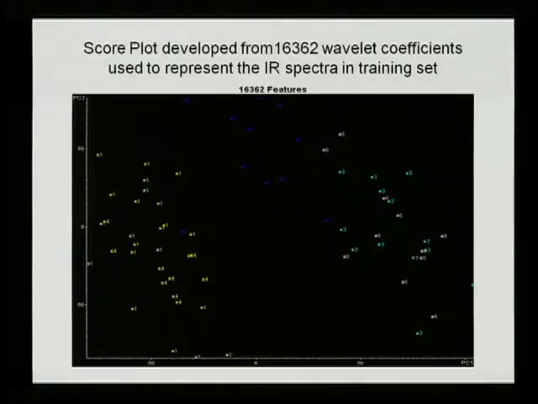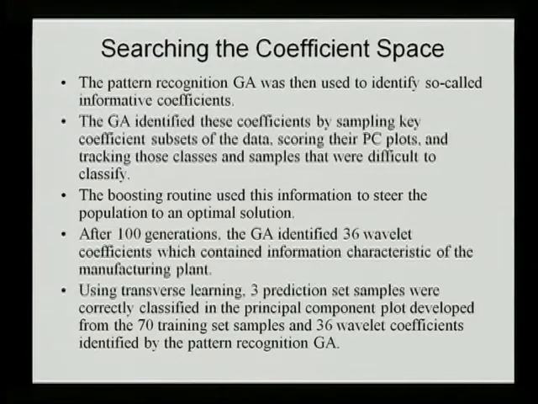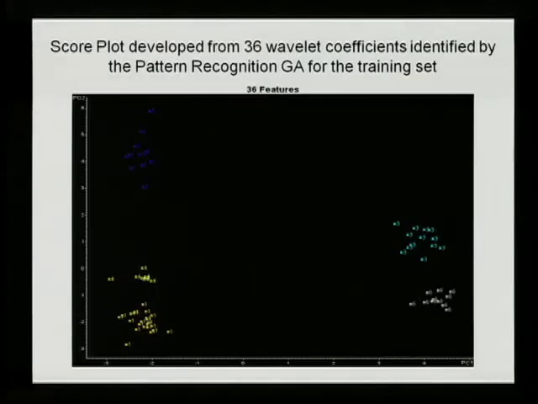Here is a plot of the 2 largest principal components of the 16,362. Actually, this thing is beginning to work because you'll notice that the blues, the 5s, are actually somewhat separated now. So actually using the wavelets on their own helped. Now let's use the pattern recognition GA to identify the informative features. Using it, after 100 generations, we identified 36 wavelets that contained information about the class membership or manufacturing plant. And you can see that they're reasonably well separated. Actually, this plot's similar to the one with the wavelengths, except there's one difference, okay? We're now getting separation in those 2 clusters where before we weren't. So we got an improvement.